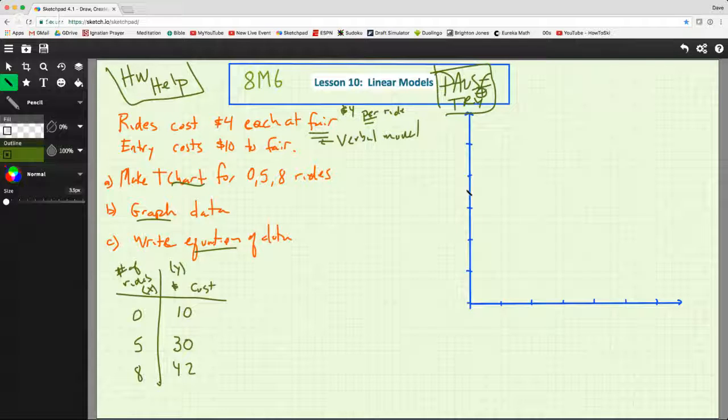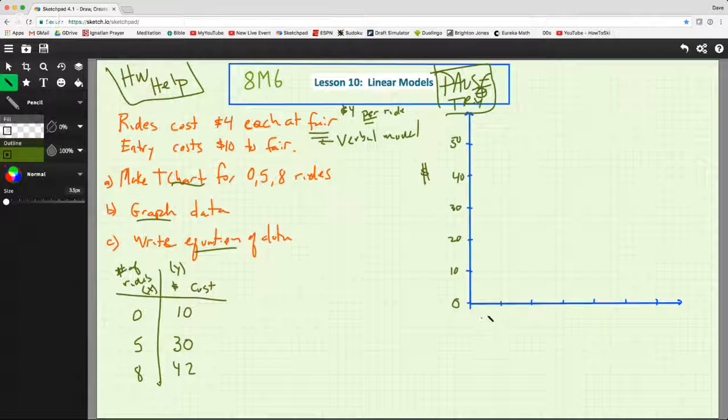Let's see, so we need to graph this. So let's see, if I want to fit 42 on here, well, this is going to have to be 10, 20, 30, 40, 50. Any other scale is really not going to be very good. Probably. Maybe you came up with a better scale. Maybe you made that 8, and every one was 2, so that maybe that was 8, 16, 24. I don't know. But this is a pretty good scale.